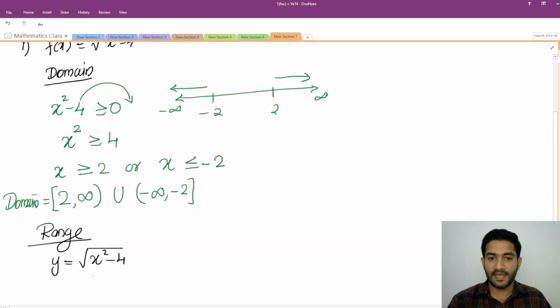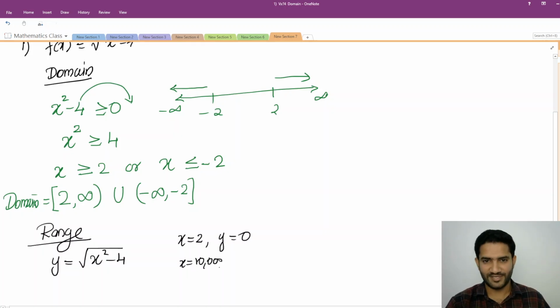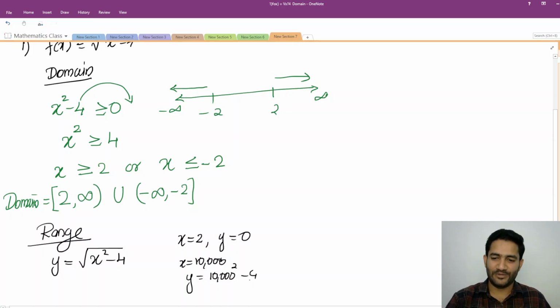If you are substituting x equal to 2, what will happen? y will be 0. Alright. If you are substituting x equal to 10,000, then what's the value for y? 10,000 square minus 4. I am not going to calculate this value, but in any way, it's the greatest number. It will be greater than 10,000.